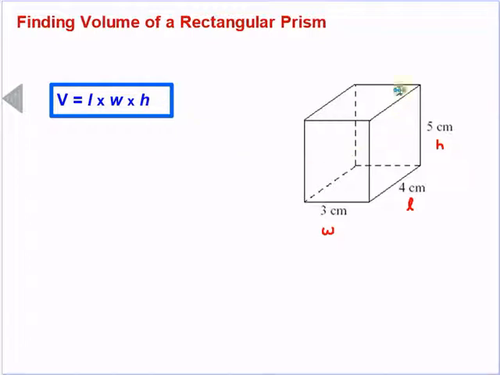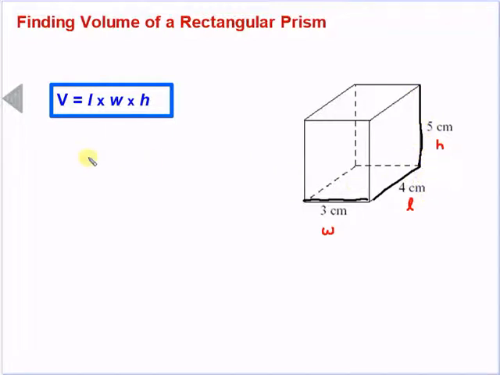So let's take a look over here at our rectangular prism. It's a rectangular prism because it has two rectangular bases. Here's one, and here's the other. And we can see very quickly that our length is 4 centimeters right here. And we have our width of 3 centimeters right here. And then we have a height also of 5 centimeters.